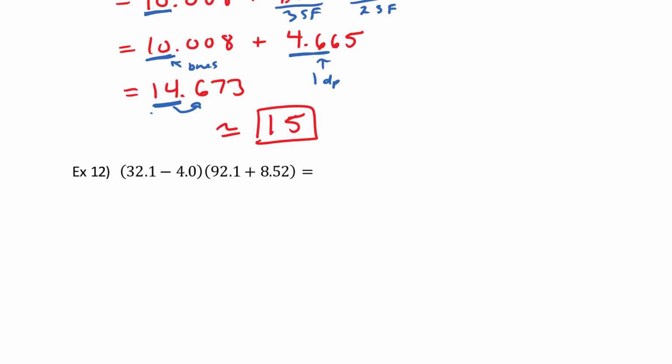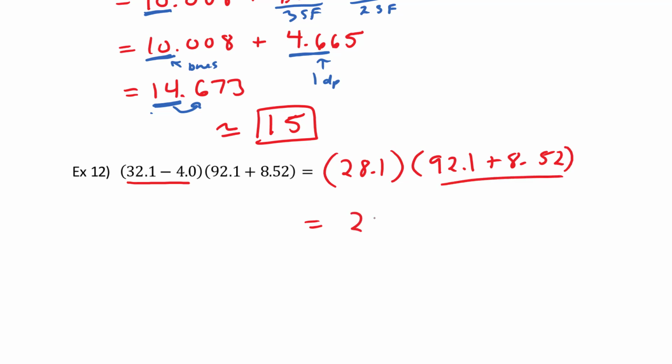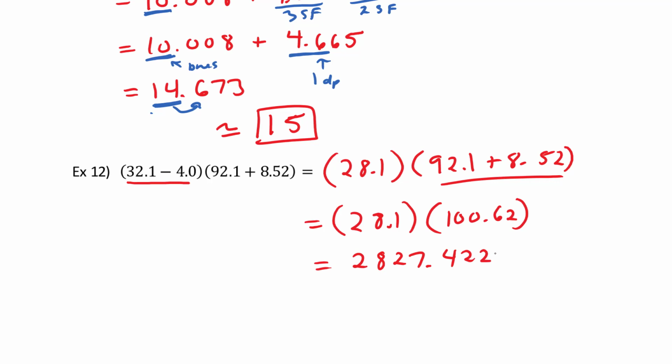Let's try the next one now. Let's make sure we follow BEDMAS. So we do these brackets first. You could do this addition with the other one, but I'm just going to use an extra step right here. Now we combine those together. Now we're multiplying. Multiply those values together. 2827.422. Now we're going to round off to the correct number of significant digits.